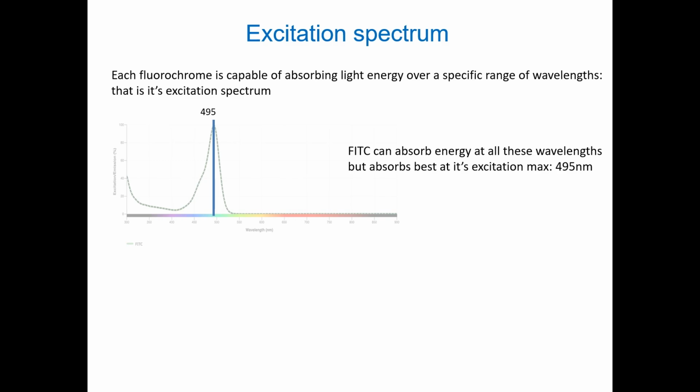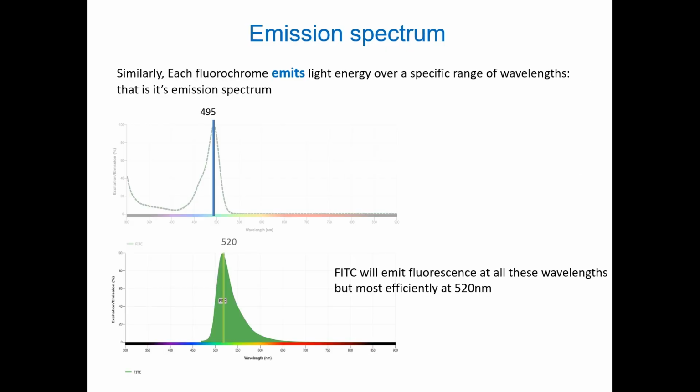Each fluorochrome is capable of absorbing light energy across a specific range of wavelengths. That's its excitation spectrum. Here we're looking at the FITC excitation spectrum. FITC can absorb energy at all of these wavelengths, but it absorbs best at its excitation max, which is around 495 nanometers. Similarly, each fluorochrome emits light energy over a specific range of wavelengths. That's its emission spectrum. FITC will emit fluorescence at all of these wavelengths, but most efficiently at 520.